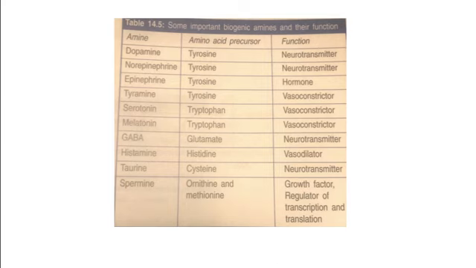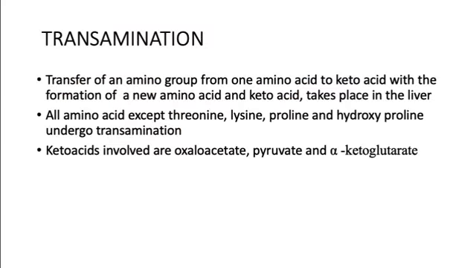So next we'll go on to the transamination reaction, which is an important reaction that is frequently asked in the examination, and it also gives a clinical interpretation which is important for your case reports during your practical exams. So what do you understand by the name transamination reaction? It is a transfer of an amino group from one amino acid to a keto acid with the formation of a new amino acid and a keto acid.